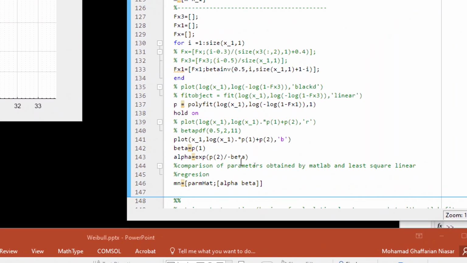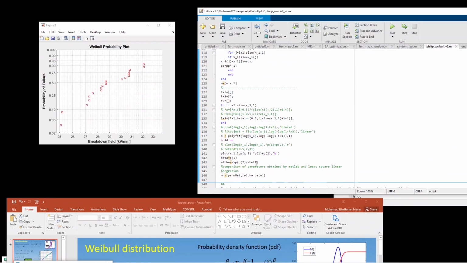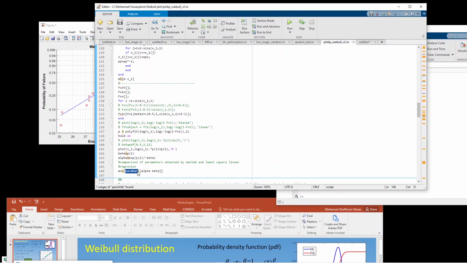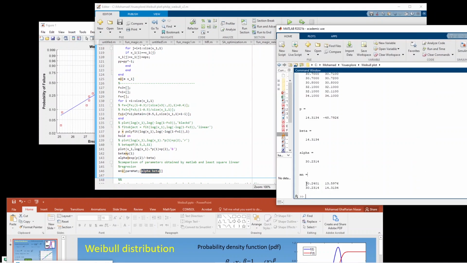Basically beta is P1, alpha is this one. And yes, we have the line which we can plot. This line is the fit with least square fit, basically. It's a little bit different than what MATLAB does. And here I also have the comparison between what MATLAB obtained and what we obtained using least square fit. You notice that this is the scale parameter and shape parameter obtained by MATLAB, and this is the scale parameter and shape parameter obtained by us.